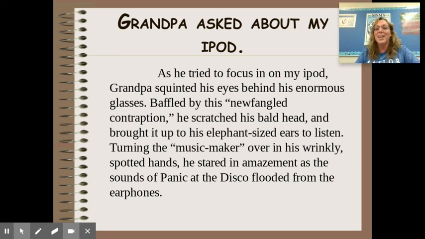So right here, it doesn't say that Grandpa asked about my iPod. It shows Grandpa being very confused and wondering about this newfangled contraption. That's what good writers do. They show, they don't tell.